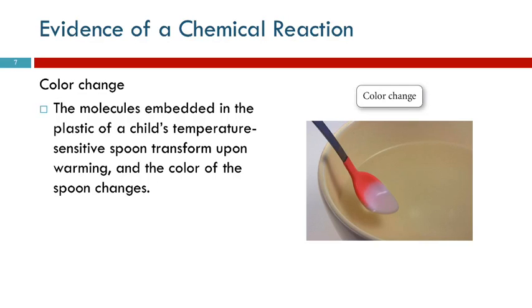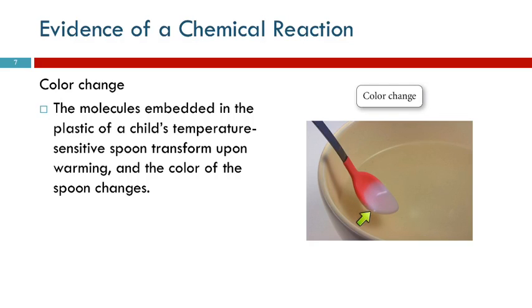A color change. If you see a permanent color change, that's a good suggestion that you have a chemical reaction occurring. You can buy these really cool spoons for feeding your baby. When you put it in water that's too hot, or in food that's too hot for your baby's mouth, it will change color, and that is saying, hey, your food's too hot, you're going to hurt your baby, don't put that in their mouth.